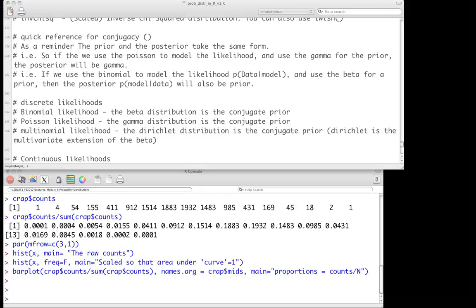So that ends this basic screencast on some basics of doing probability in R, and we'll move along soon.